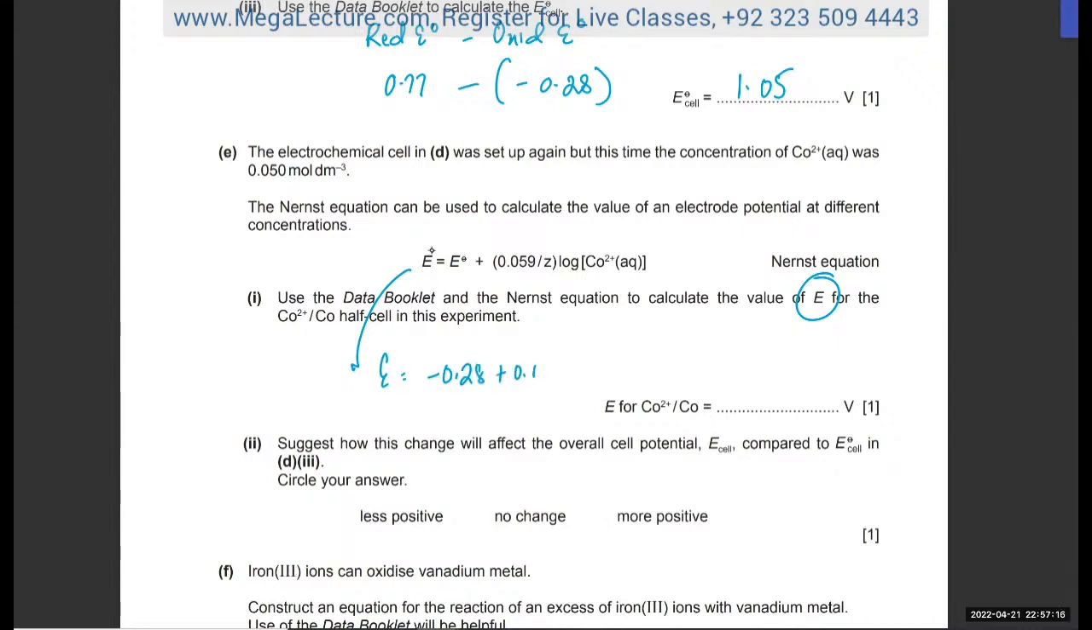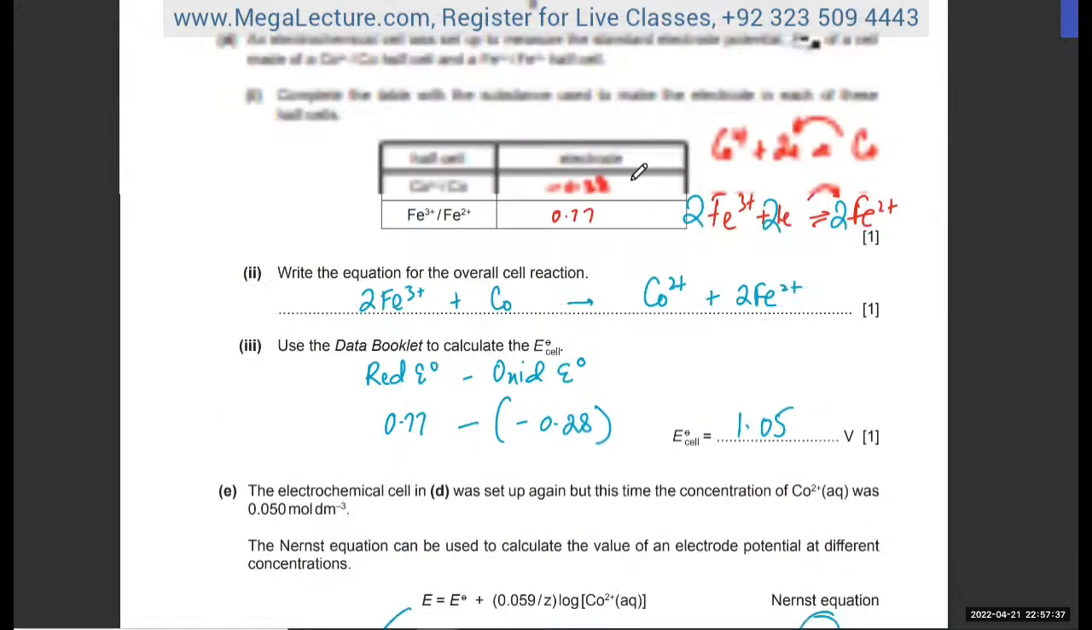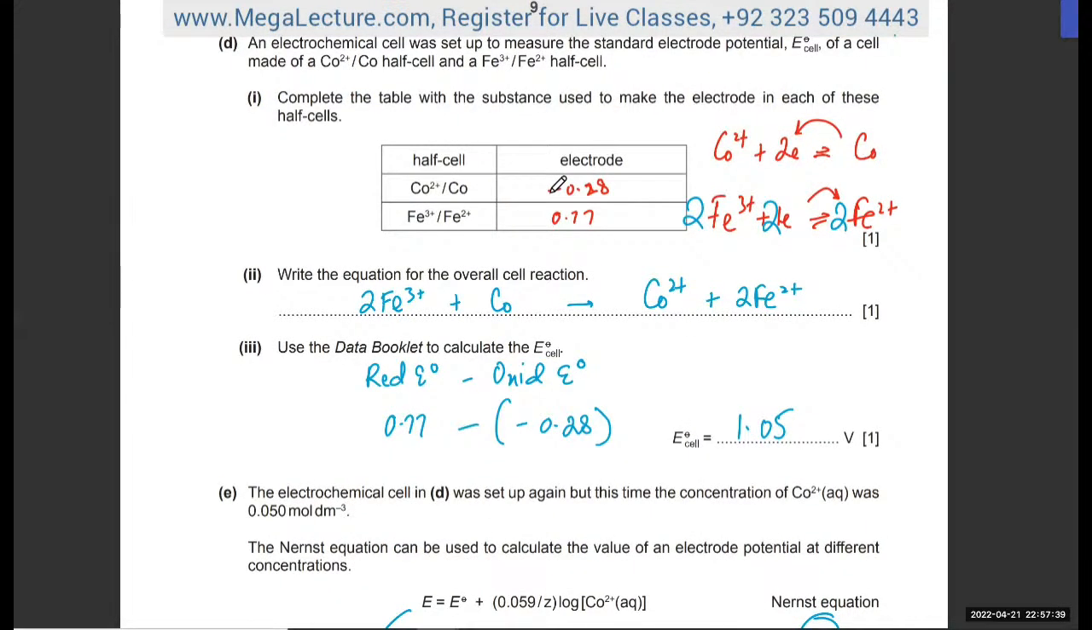So E equals E0, minus 0.28, plus 0.059 over z, where z is the number of electrons. You get 2 electrons. Remember, the Nernst equation is not for the full cell. The E0 cell is for the full cell. The Nernst equation is for the electrode only.